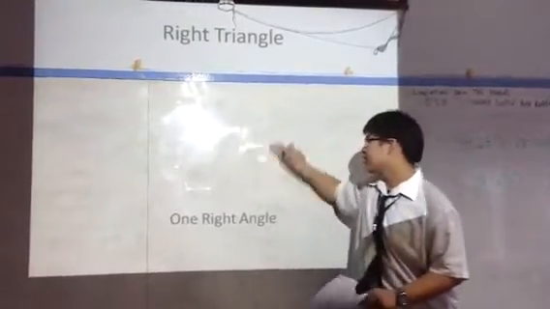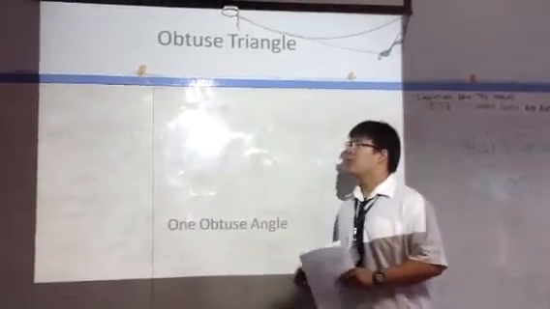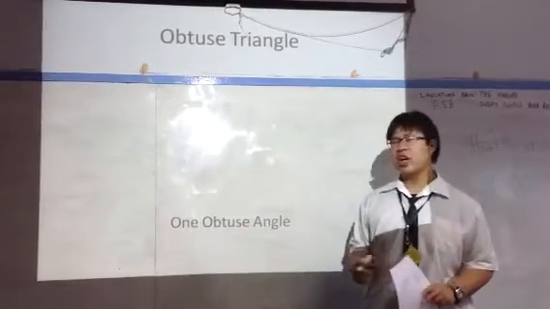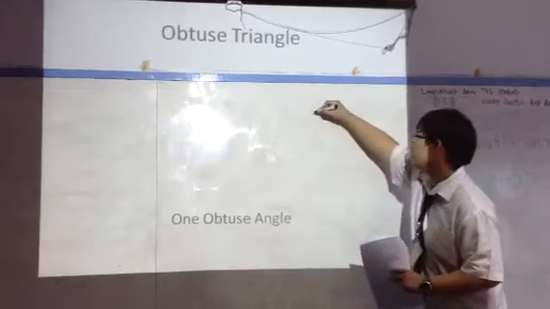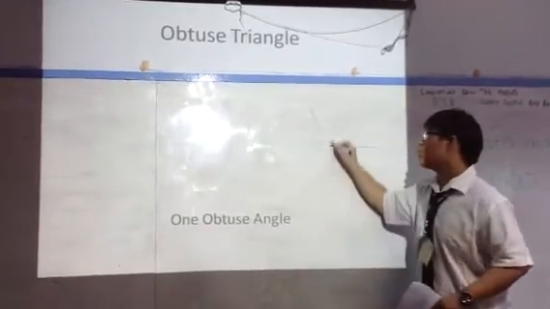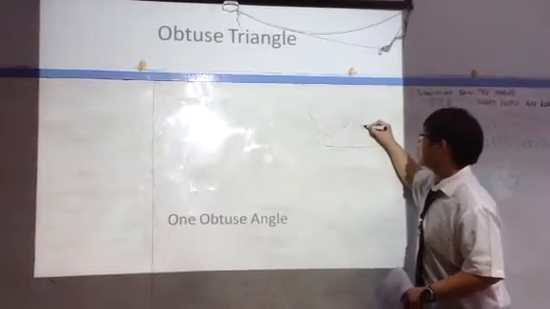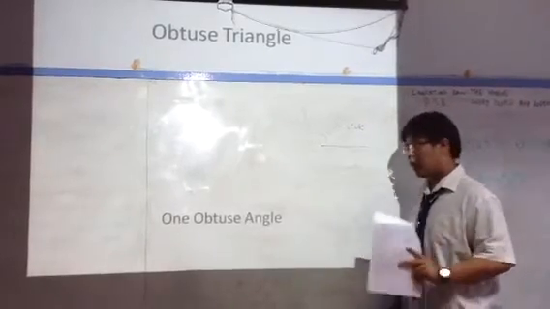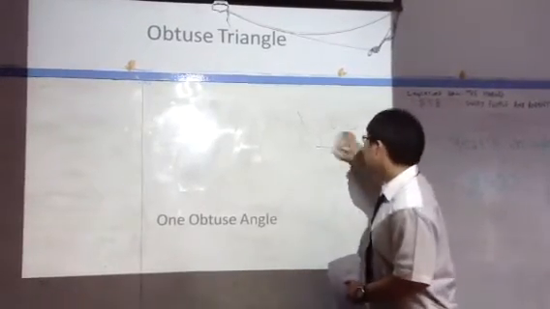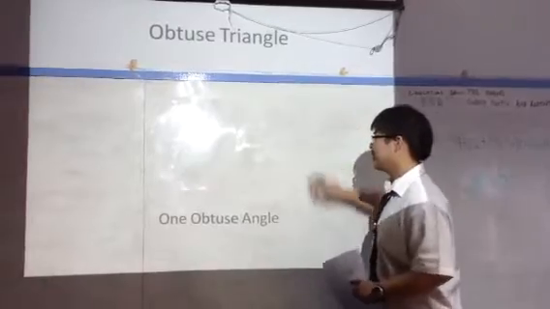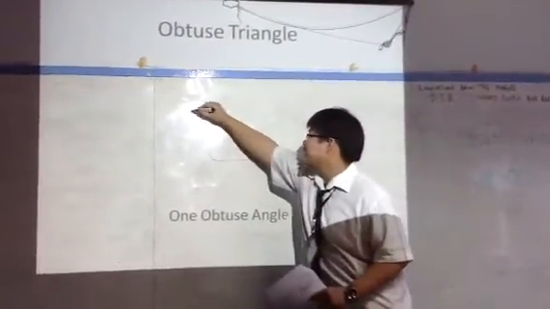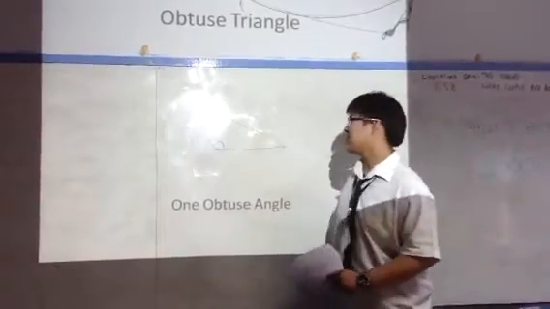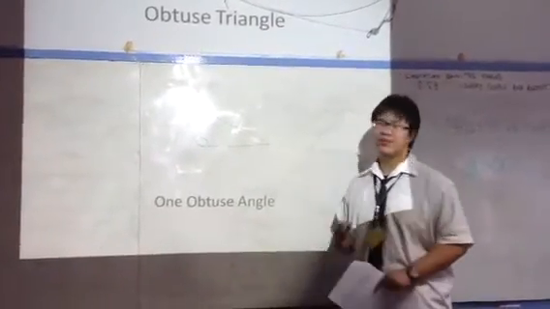The next type of triangle is an obtuse triangle. Now, obtuse is the opposite of acute. Anything more than 90 degrees, for example, like this, would be obtuse. And again, you can only have one obtuse angle in a triangle. So, an obtuse triangle will look something like this. This is an obtuse triangle.